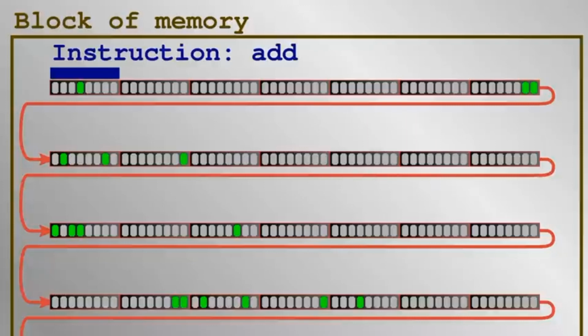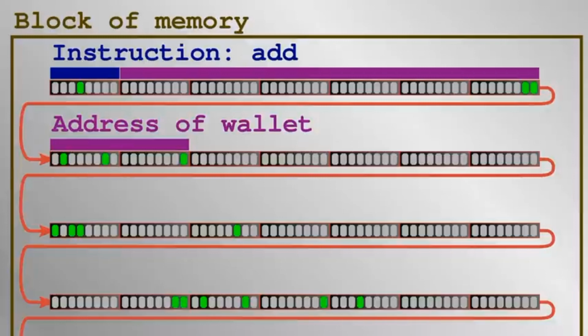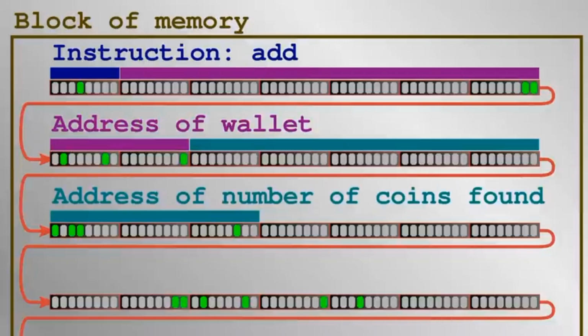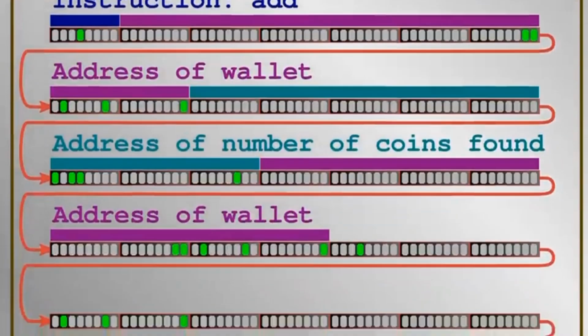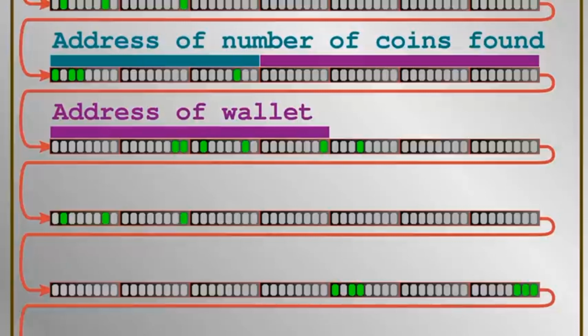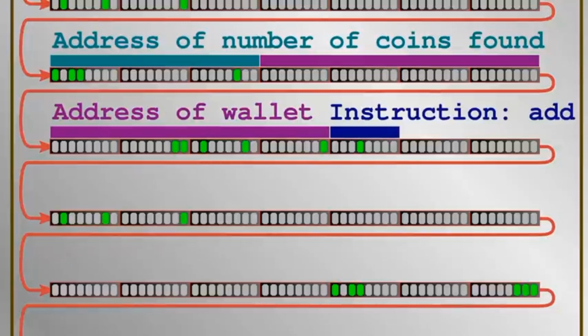Byte number 0 is the instruction to add. Then come 2 addresses, the address of the wallet total and the number of coins the player has just found. The third address is the wallet again. After the addition, the wallet total will be overwritten. No matter what, the computer will now interpret byte number 25 in memory as an instruction.